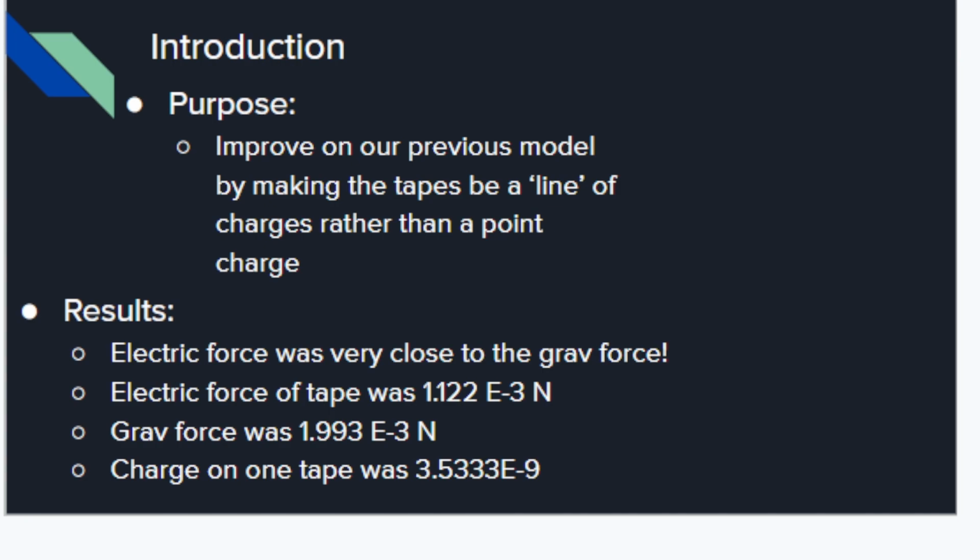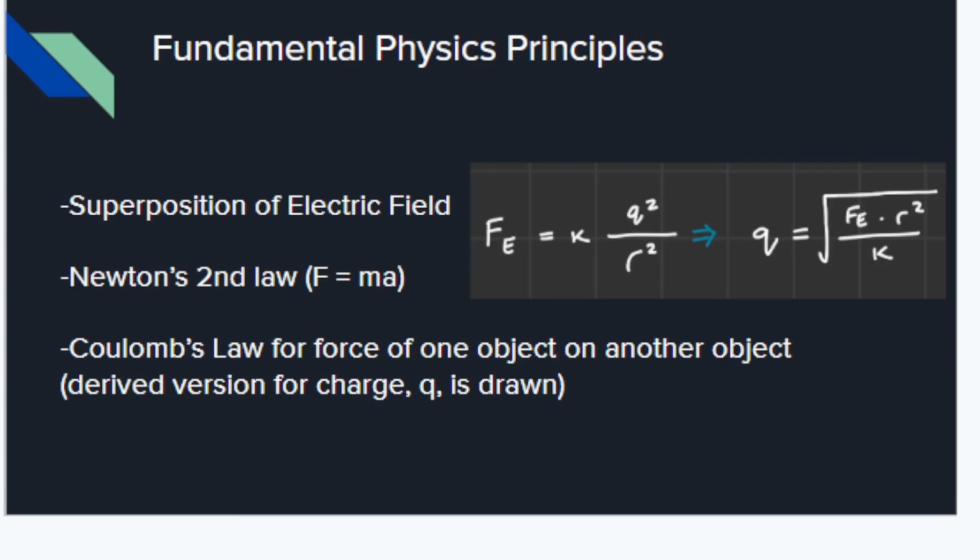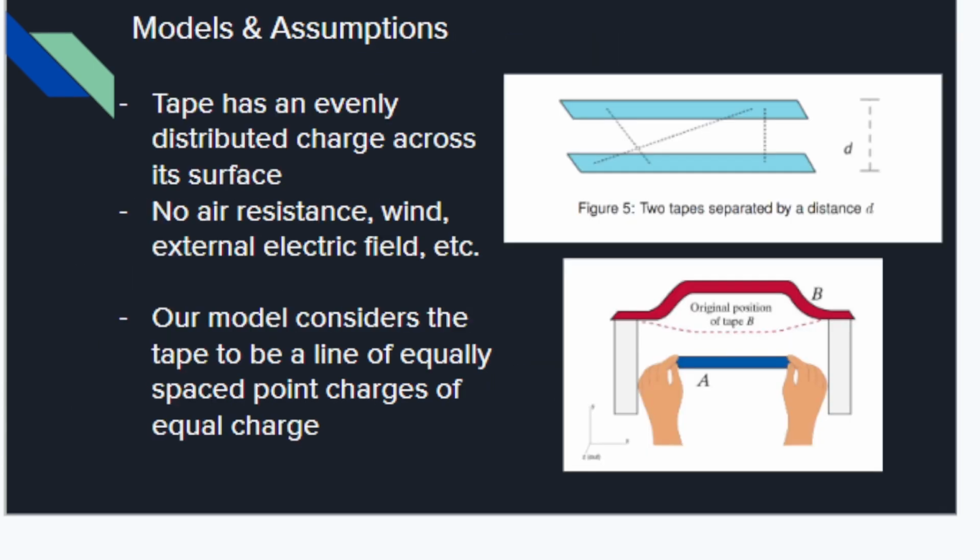As for our results, the electric force was very close to the gravitational force, with the electric force of the tape being 1.122e-3 newtons, and the gravitational force being 1.993e-3 newtons. I calculated the charge of one tape, and it was deemed to be 3.533e-9 coulombs. The physics principles of this lab are superposition of electric field, Newton's second law, F equals ma, and Coulomb's law for the force of one object on another, which I use in this little sketch here. I derived an equation to calculate the charge Q, which is how I got that previous value of 3.53e-9.